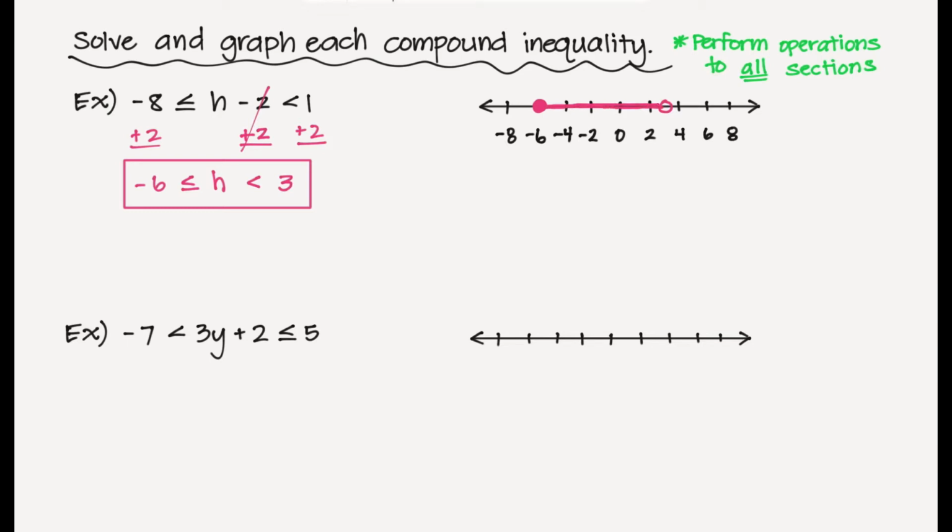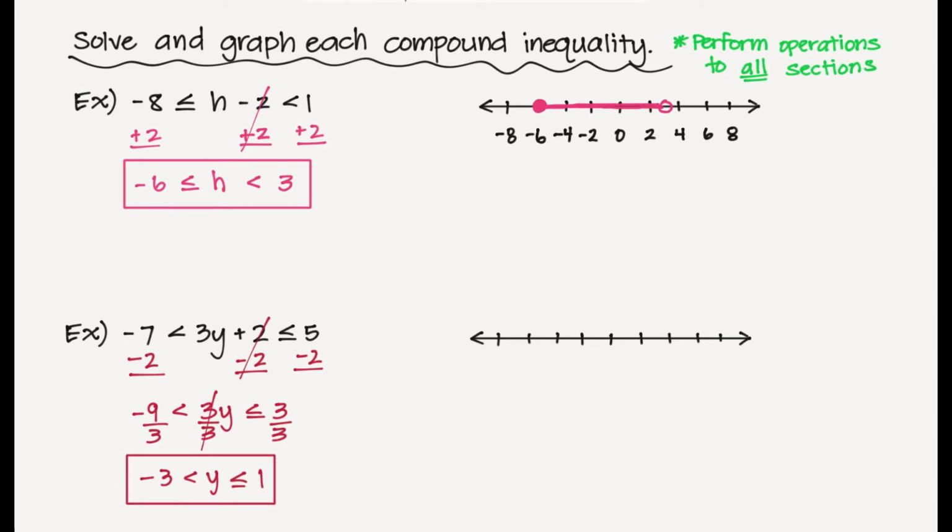All right, for our next example, first we're going to subtract 2 on all three sides, or sections, I don't know what you want to call it. So -7 minus 2 is -9, and that's less than 3y, which is less than or equal to +3. And then I'm going to divide everything by +3, and that leaves me with -3 is less than y, which is less than or equal to +1.